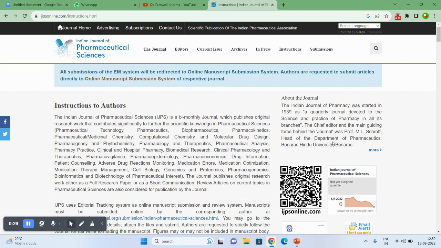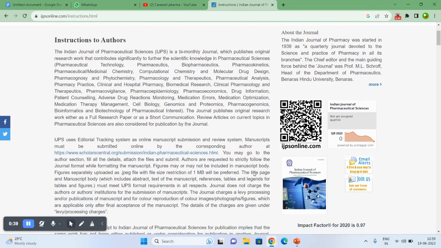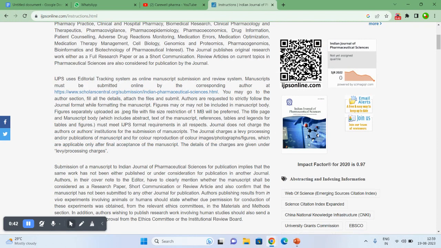The chief editor is Professor ML Shroff, who was the HOD at BHU, that is Banaras Hindu University. This journal is published by IPA, that is Indian Pharmaceutical Association, and the impact factor is 0.97. The impact factor is a bit low, but at least it's genuine. Some journals are called predatory journals, and such journals come under Beall's list. So this is at least an honest journal.